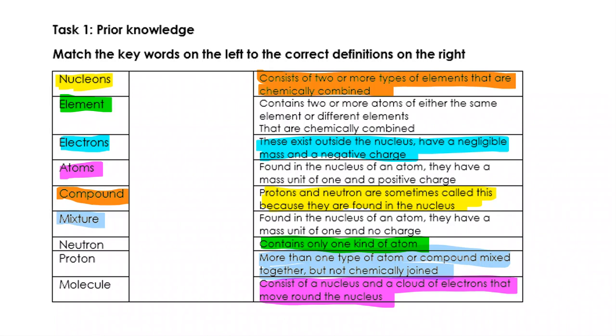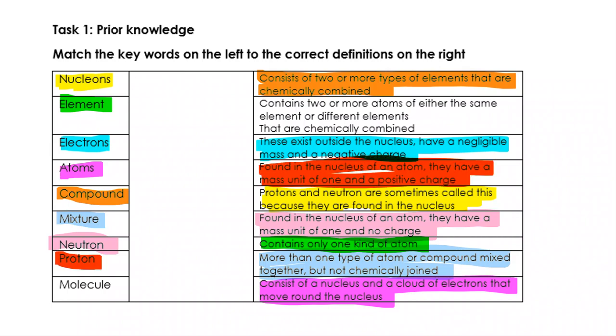When we move on to the next word, which is neutron, again, this takes us back to that table that you'll be familiar with or get familiar with again from GCSE. Found in the nucleus, they have no charge and a mass of 1 atomic mass unit. And a proton, similar pattern, found in the nucleus. This one has a positive charge. It has a mass unit of 1 and it's found in the nucleus.